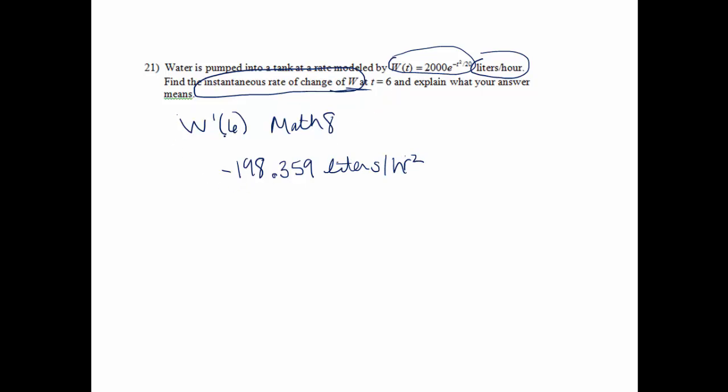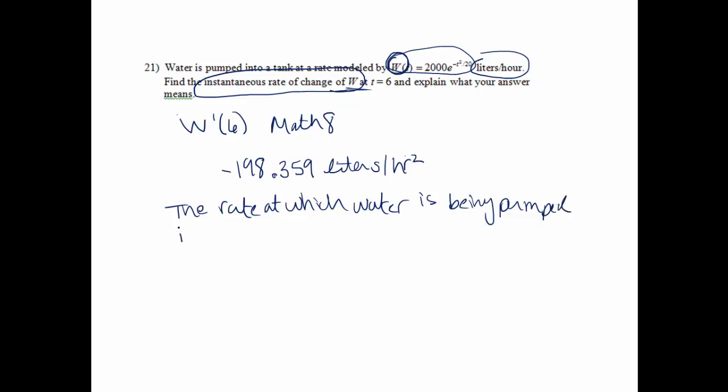So W prime, a derivative, is always something that is changing. Well, what is changing? W is changing. W is a rate, so the rate at which water is being pumped into the tank is changing. How is it changing? Well, the derivative is negative, which means the rate at which water is being pumped into the tank is decreasing.